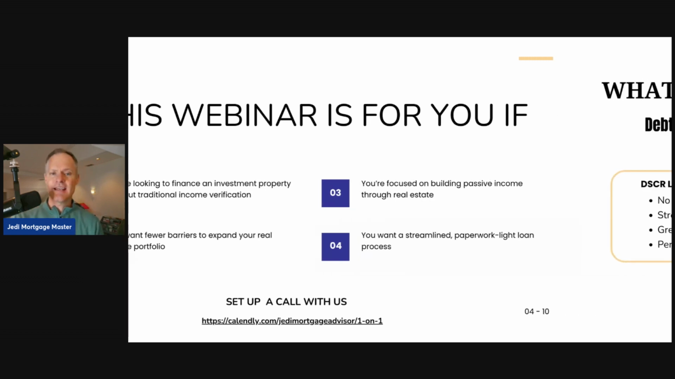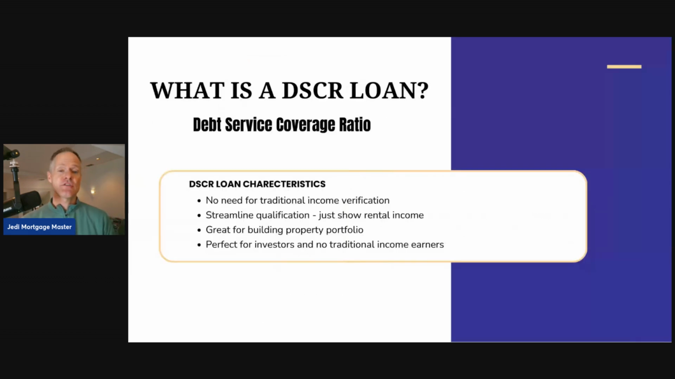All right. So what is a DSCR loan? That's the first question we should answer today. It stands for debt service coverage ratio. So, DSCR loan characteristics, we'll go over those. There's no need for traditional income verification. You don't need to supply a W-2, a 1099, or a tax return. Applying and getting approved for a DSCR loan has nothing to do with your personal income.